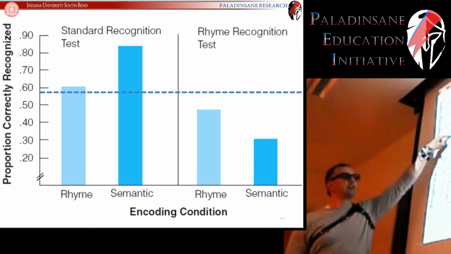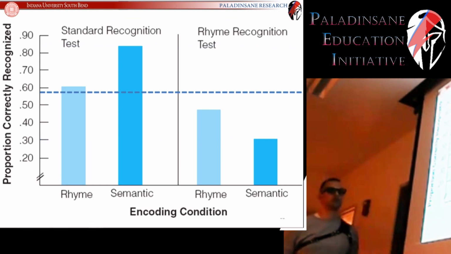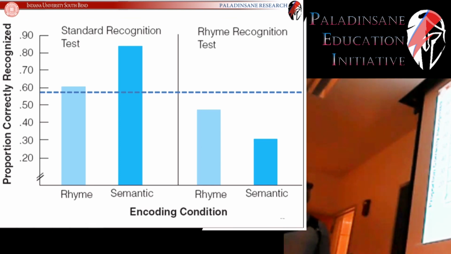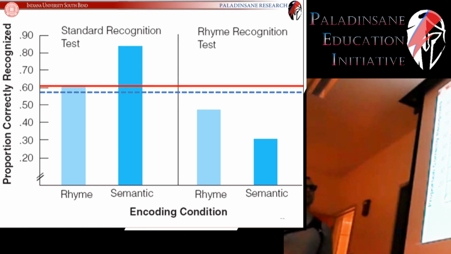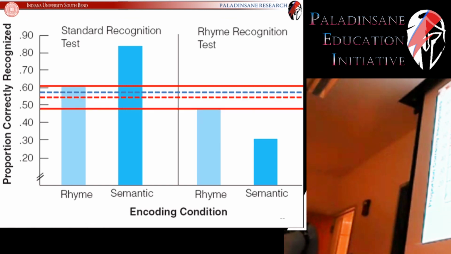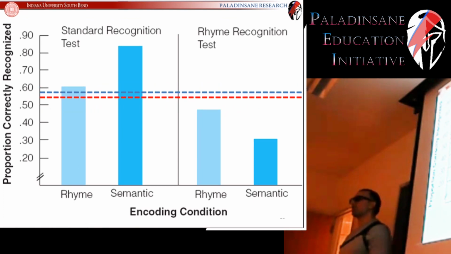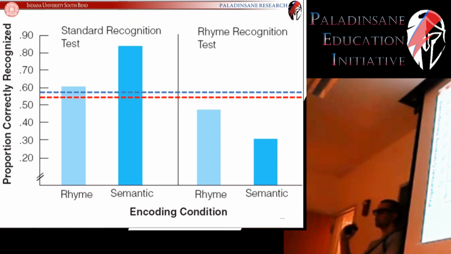So this is the average performance for encoding semantically. For the rhyme performance, this is how rhymers did when they encoded it in a rhyming way on a standard test, and this is how rhymers did when they were tested in a rhyming condition. You take the average of that, and surprisingly, it's just a little bit lower. So on average, people that used a rhyming scheme performed just a little bit lower than people who encoded the information semantically.